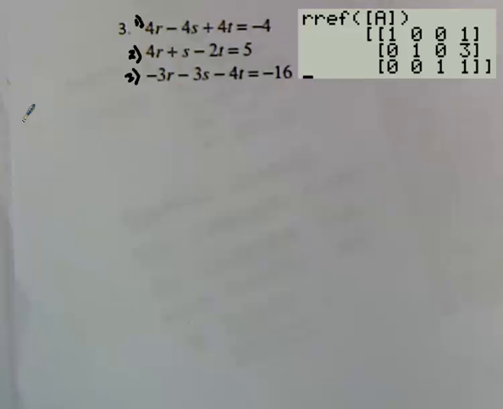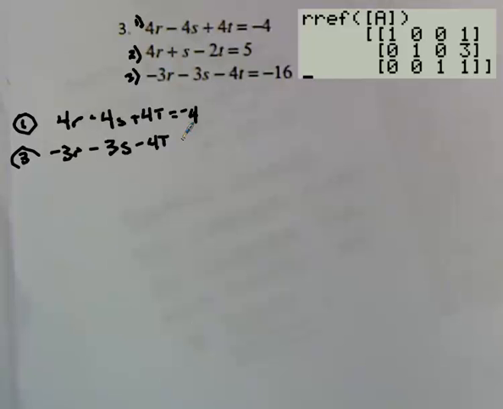So we're going to start off with equation 1 here, which is 4r minus 4s plus 4t equals negative 4. Okay, we're going to go to equation 3, and the reason I did this was I want to eliminate the t's. So if I go to equation 3, here I have negative 3r minus 3s minus 4t equals negative 16.